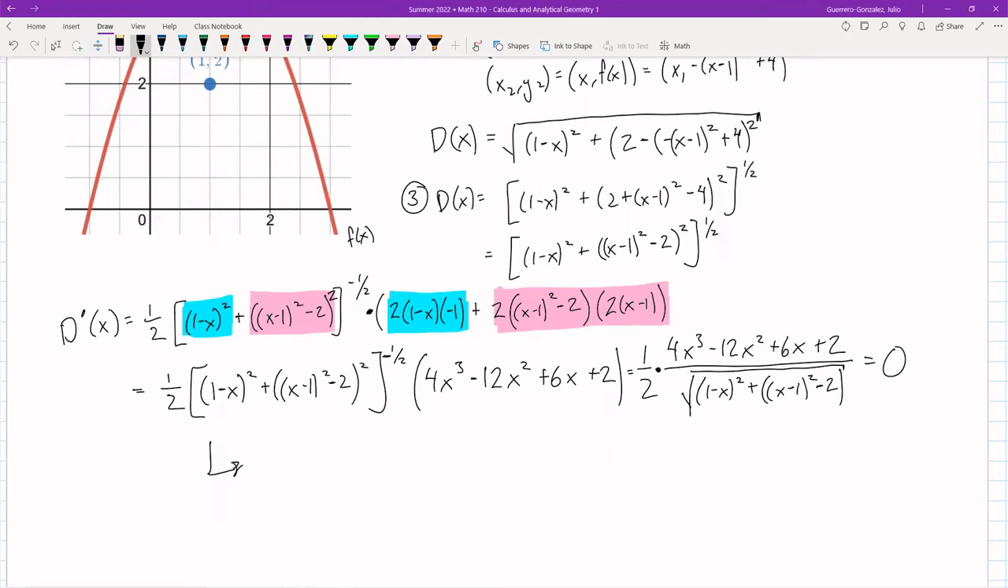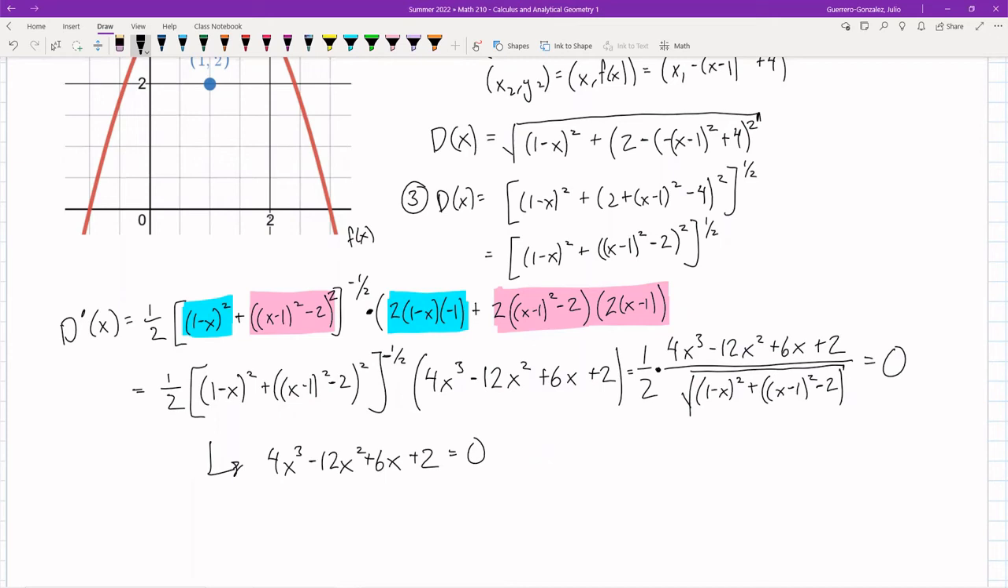So therefore, 4x cubed, that's got to be equal to 0. So in this case, this is a very difficult thing to factor out. I mean, you can if you wanted to. I'm going to go ahead and do it by Desmos.